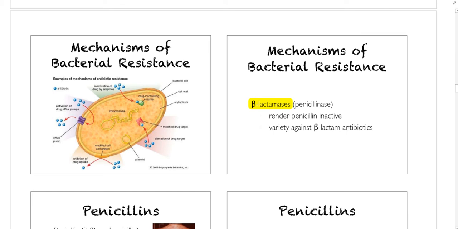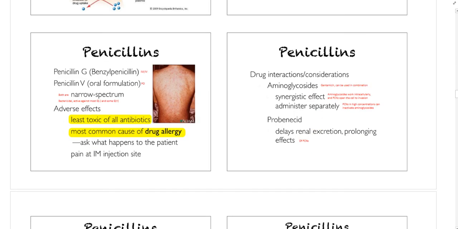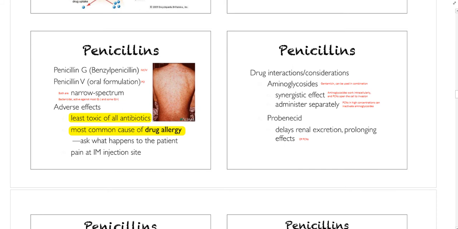Lots of bacteria have developed resistance in the way of beta-lactamases, or penicillinase, another term for it, and they just make it so penicillin can't work. So we have to consider a different alternative.